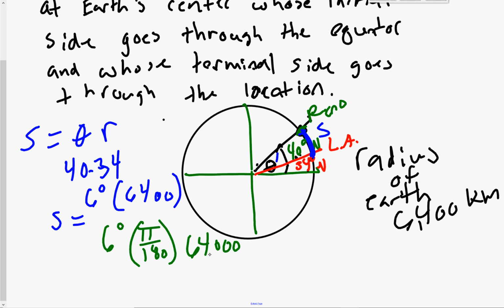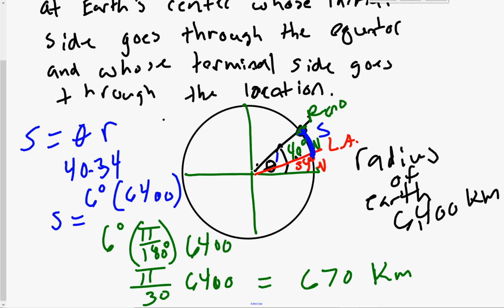Okay, so I can go ahead and convert this. That is pi over 30. Then I can multiply it by 6,400, not 64,000. 6,400. And so my arc length, or the distance between Reno and Los Angeles, is approximately 670 kilometers. So that's how you can find the distance between two cities. There are a couple other examples. I'll just do those in class.